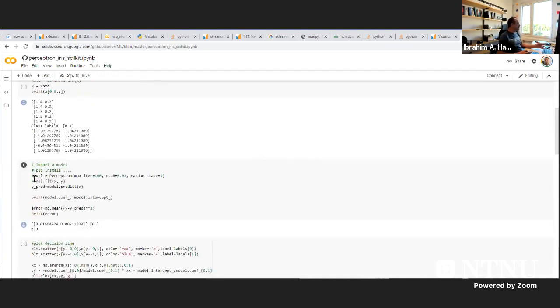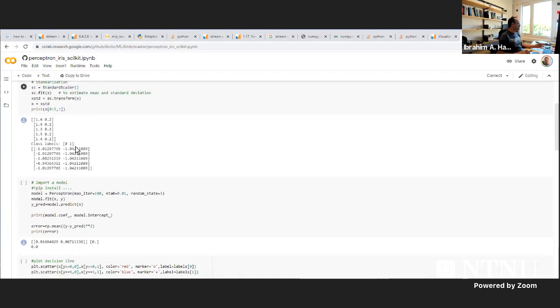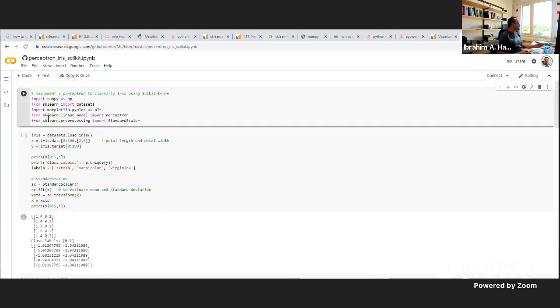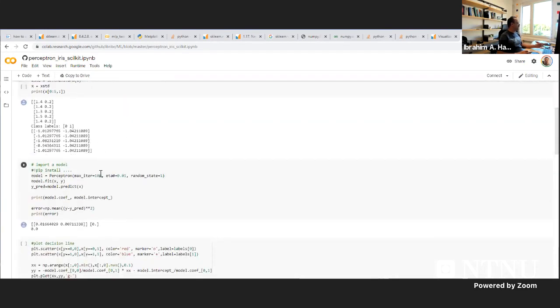After that, we will import the model. The model is called the perceptron. How can we get a perceptron? It's from sklearn.linear_model import Perceptron. So we will have a perceptron. You can define those numbers here, or you can just ignore them, right? Because there are some default values.